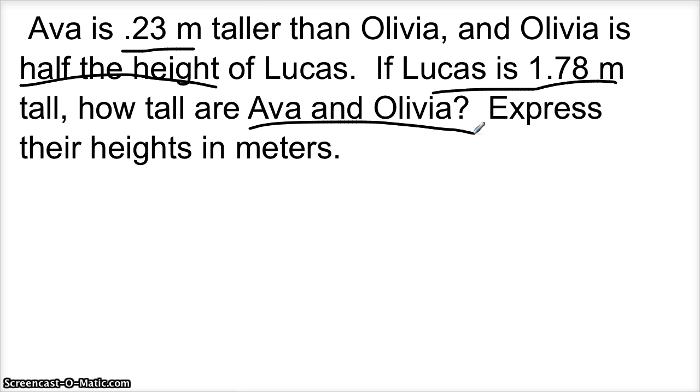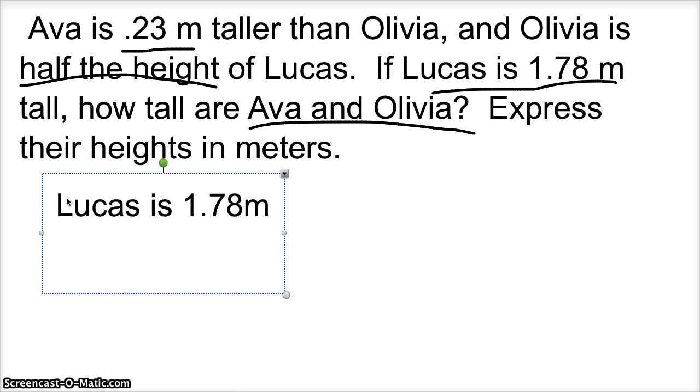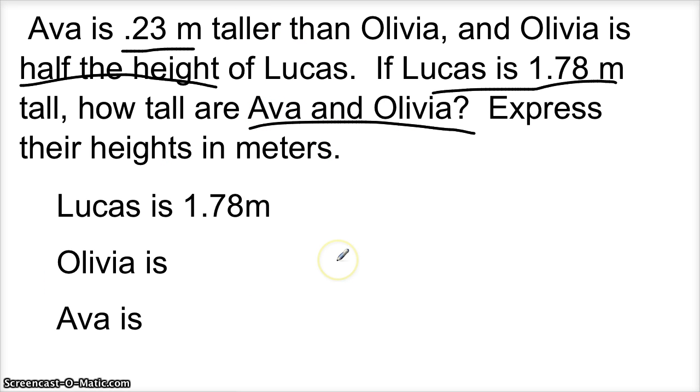Okay, so some things I need to write down, things that I know already. I know that Lucas is 1.78 meters. I know that Olivia is half the height, and I know that Ava is 23 hundredths of a meter taller than Olivia. So I have to figure out how tall Olivia is before I can figure out how tall Ava is. So let's see here. Really, we just need to go step by step.